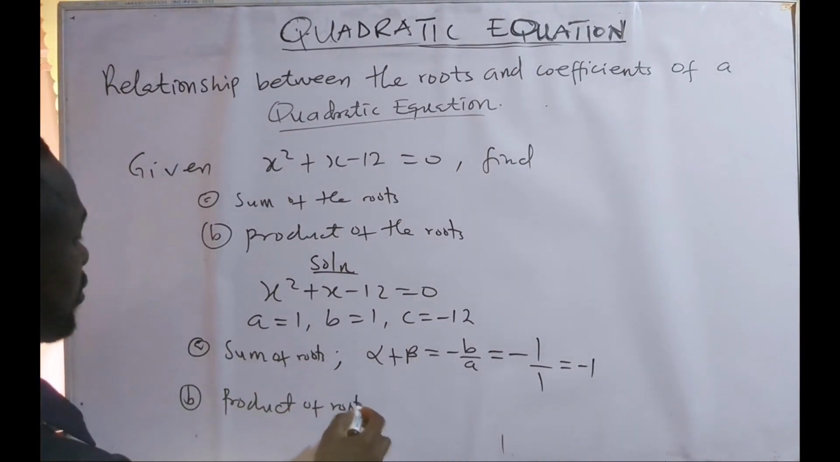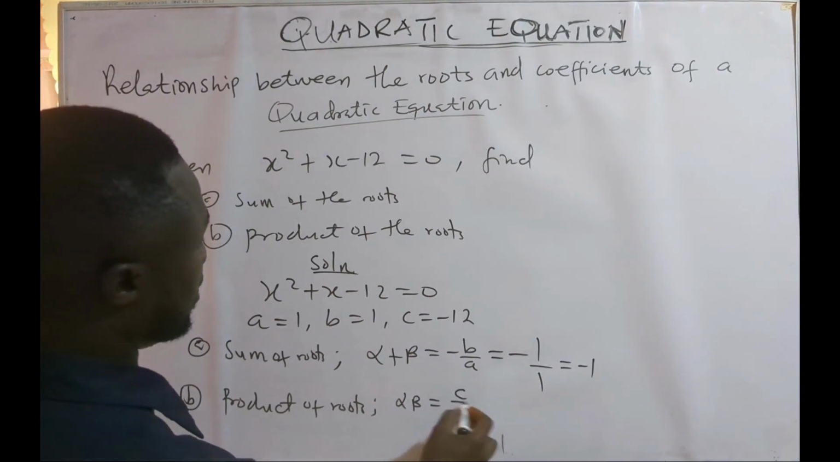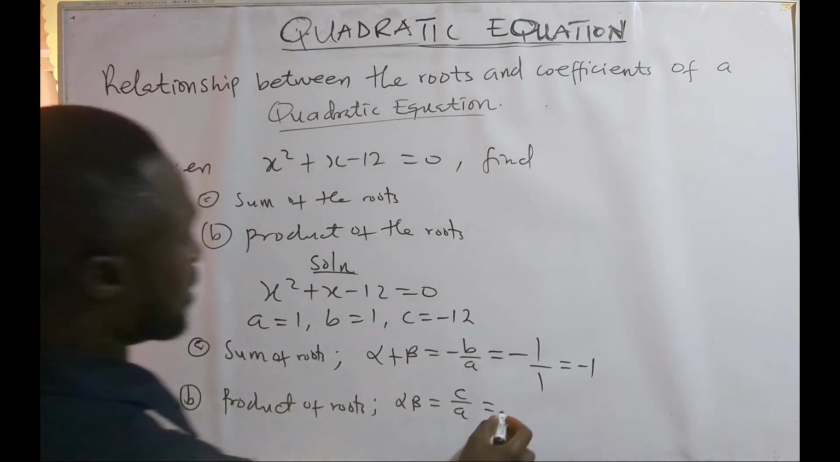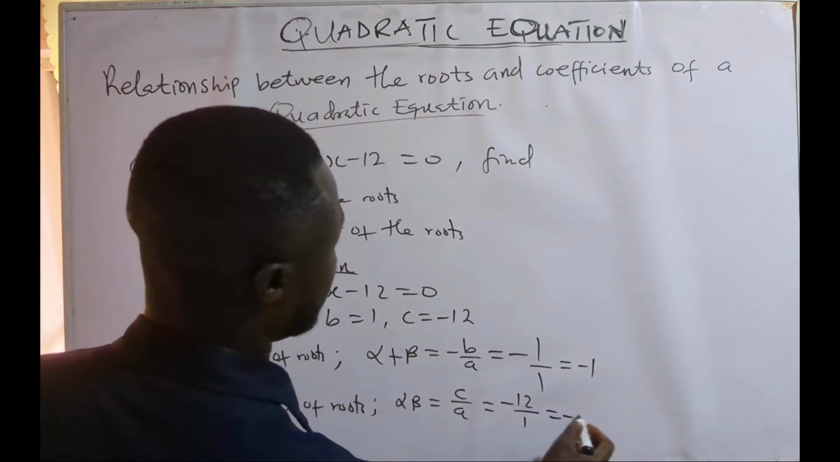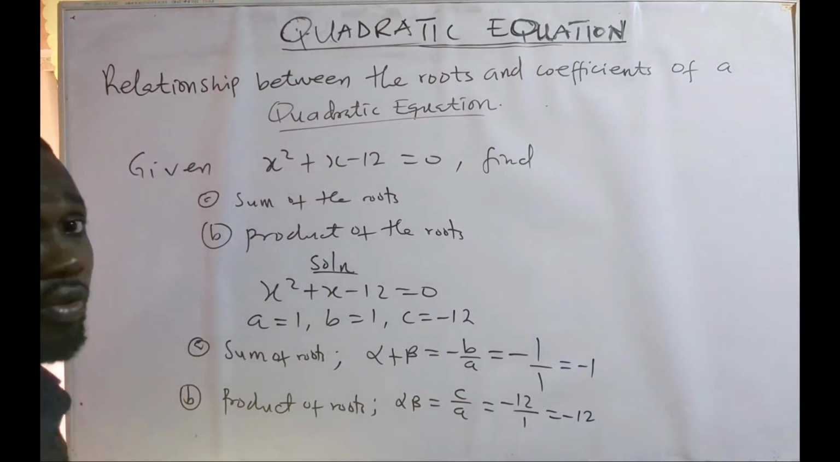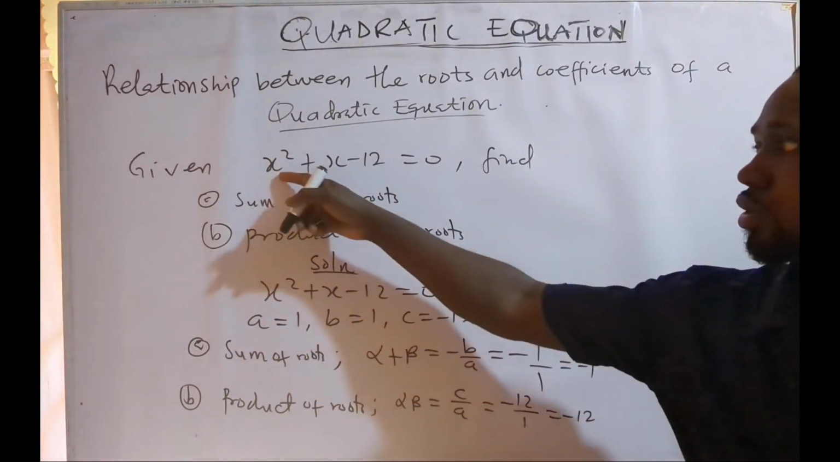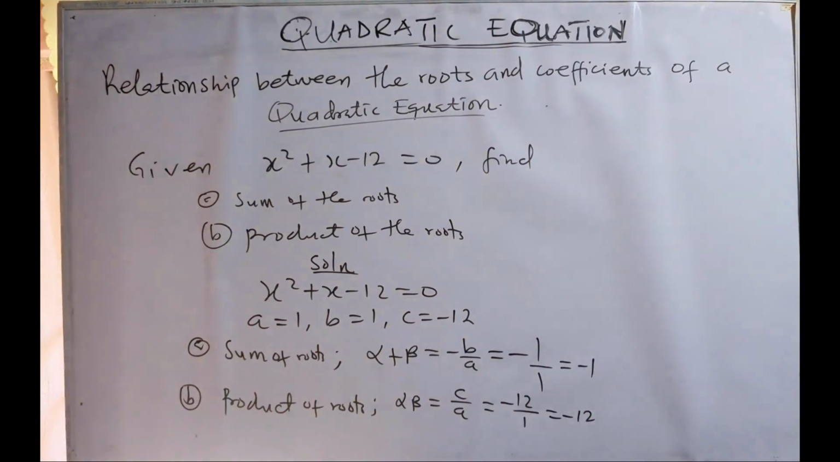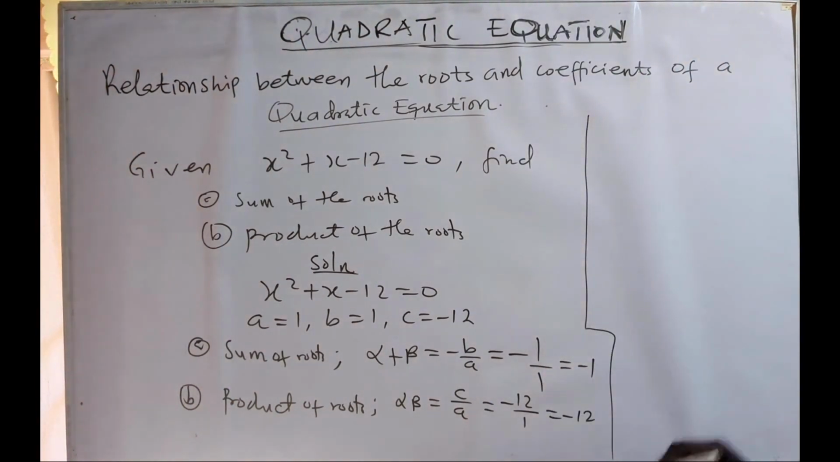Then let me find the product of the roots. The product, alpha beta, is c on a. What is my c? Negative 12. And what is my a? 1. So my product is negative 12. So the sum of the roots of this quadratic equation is negative 1, and the product of the roots is minus 12.